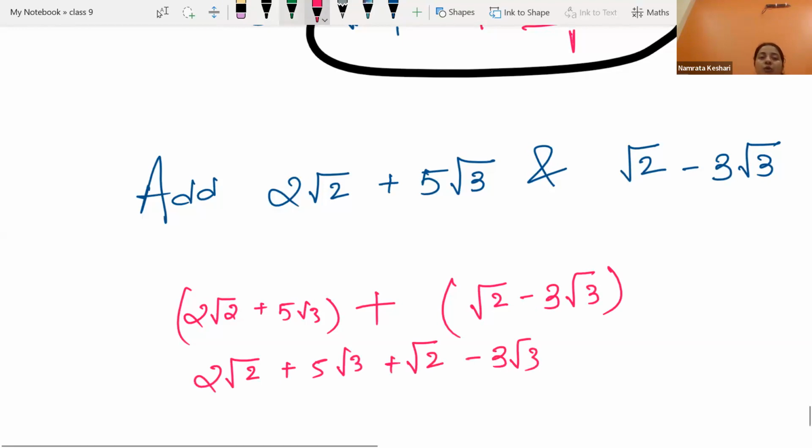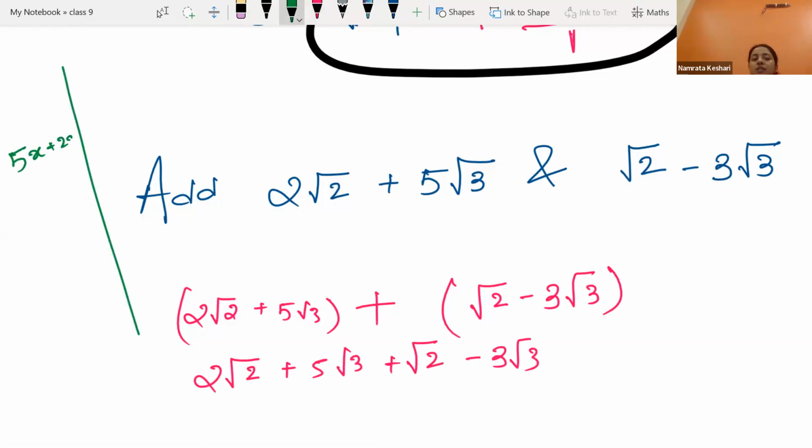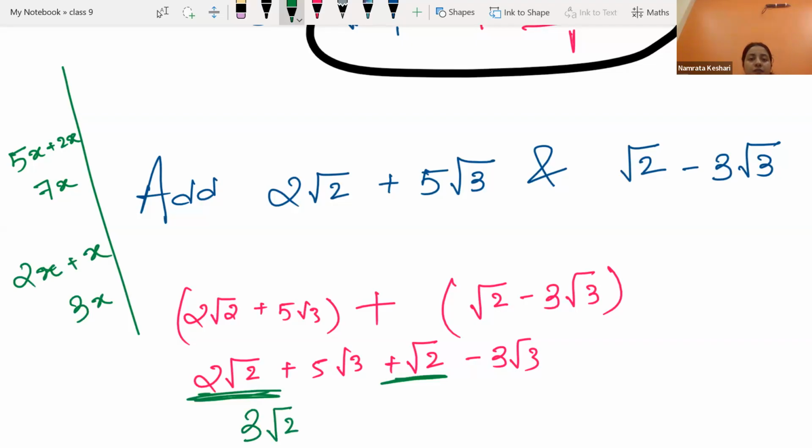Now, how you have learned to add: when I give you 5x plus 2x, how quickly you say it will be 7x, right? Yes, ma'am. It's because the variables are same and we are having like terms. Similarly, if you are having 2x plus x, you quickly say it will be 3x. Similarly, this and this added together will give us 3 root 2. Are you getting it? Yes, ma'am. Because roots are same.